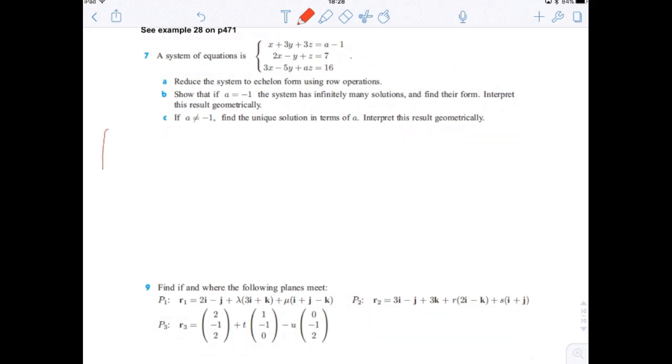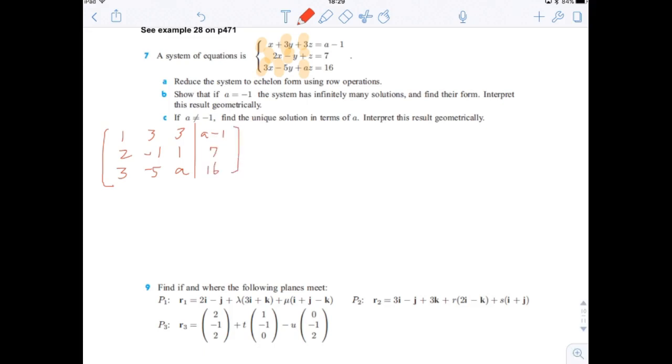So let's start out by writing it in augmented matrix form, which is going to take the coefficients 1, 2, 3, 3, negative 1, negative 5, 3, 1, 8. Just to make it tricky and HL-like, they put a variable in for one of the coefficients. 3, 1, 8. And then on the right side, I'm going to put a minus 1, 7, and 16.